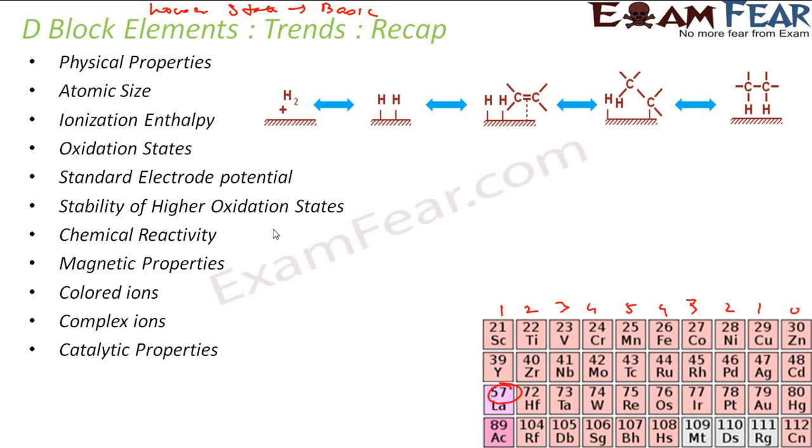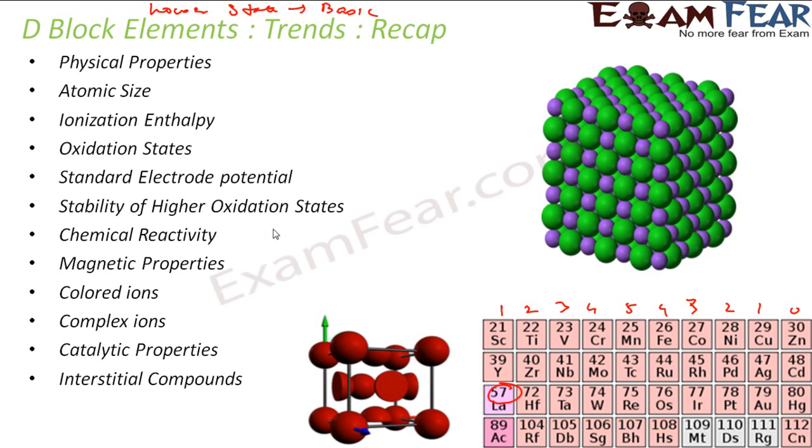Then we talked about the interstitial compounds. Interstitial compounds are formed when small atoms like hydrogen, carbon, nitrogen are trapped inside the crystals of the metals, and they are typically non-stoichiometric. For example, as I told, TiH1.7. But these interstitial compounds have different physical properties. They have high melting points and boiling points, higher than the pure metal.